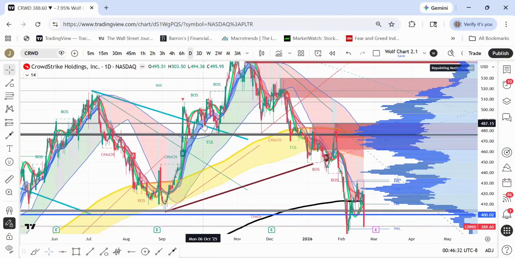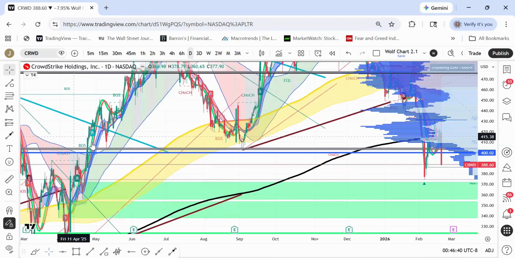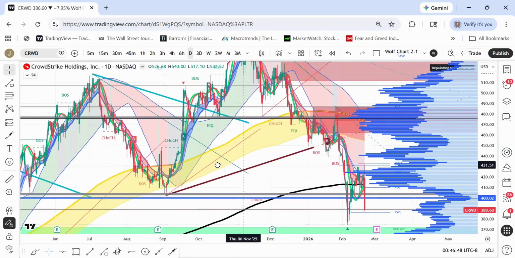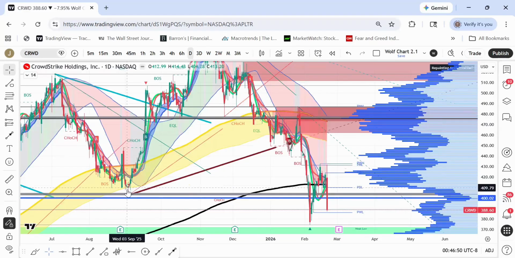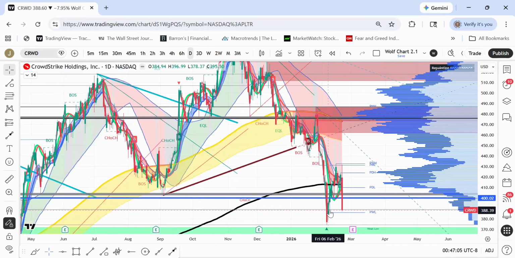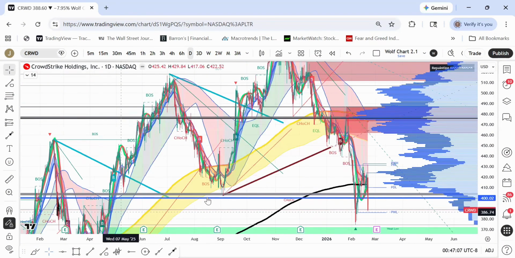So you can see how the whole Wolf chart talks to each other. Everything is confluent. It talks to each other. The last time we were here was September 4th, 2025. Now it's February 2026, and we are revisiting that same level. We actually lost that level. So let's see when the last time we were at this level.